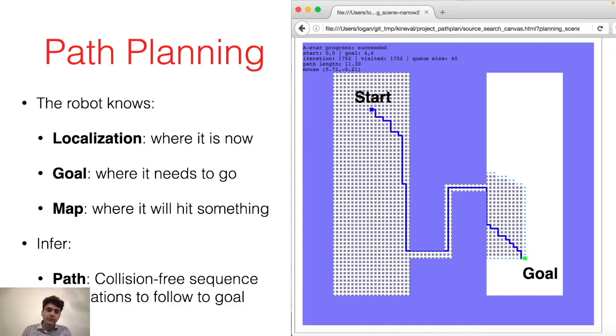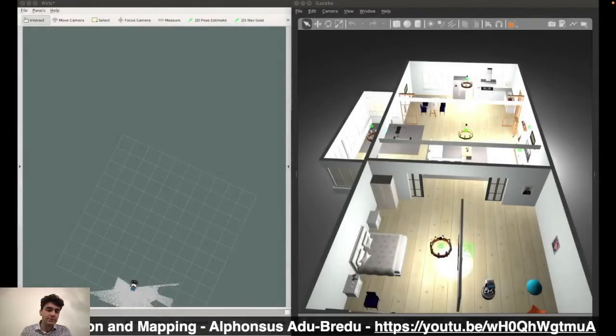So the first piece of information that the robot needs to have access to is this localization information and the map information. And so a really cool example of how the robot could acquire these two pieces of information comes from a fellow student from the Laboratory for Progress. So Alphonsus Adubradu made a really cool demonstration of localization and mapping, which could feed into a path planner, as demonstrated in this video here.